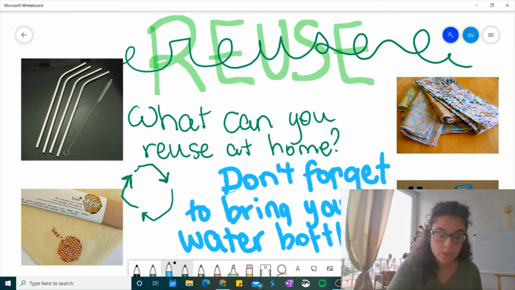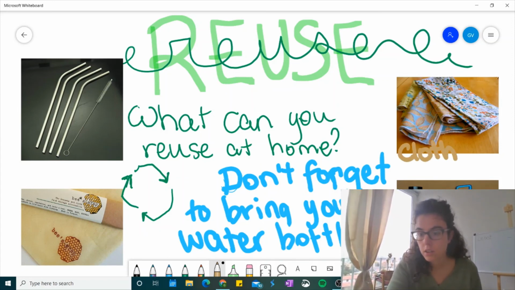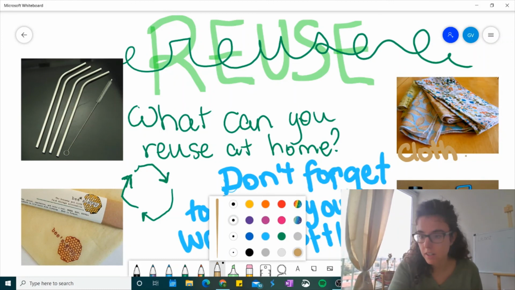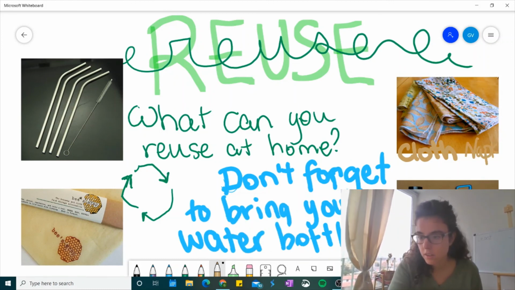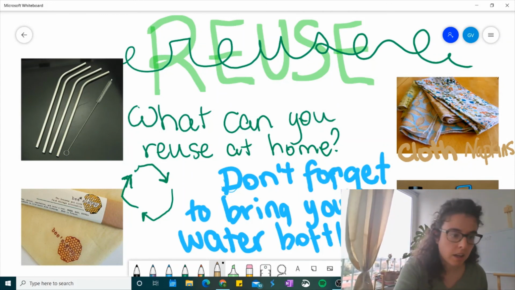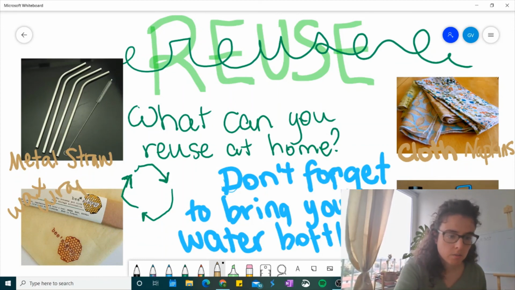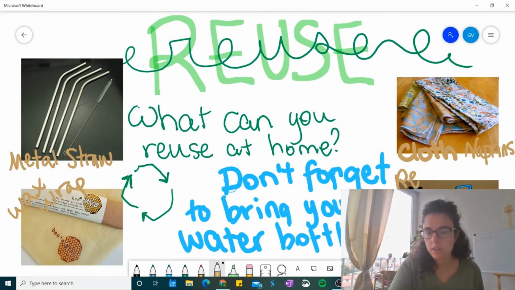And maybe on my poster, I'm going to write the names of these things. So I will write cloth. Oops, this marker's too fat. It's not going to fit. Napkins. And metal straw over here. And here I'll put wax wrap. Wax wrap. Reusable bottle. It's not gonna fit. Oh no! I have to write really tight together.